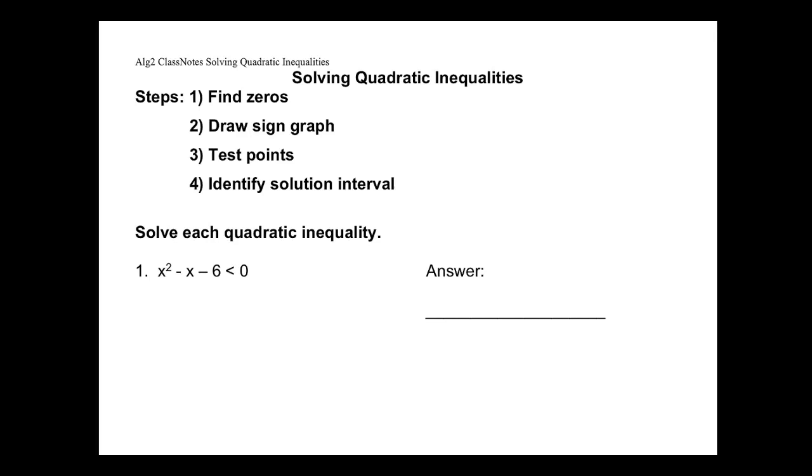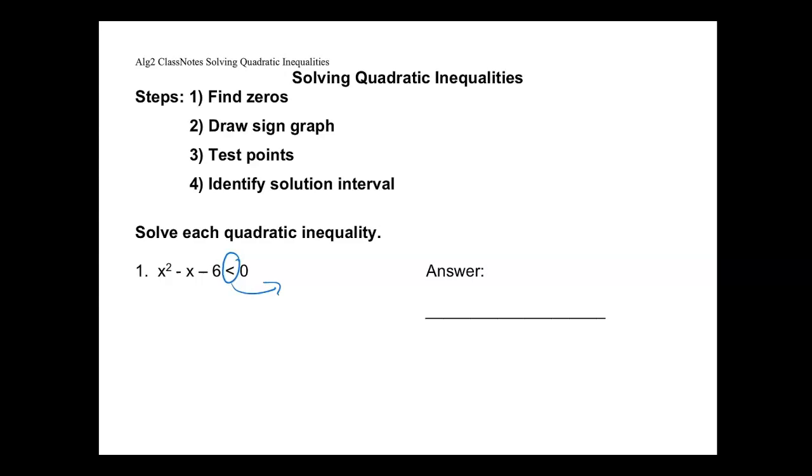So for the very first question, this one is asking us to solve when x squared minus x minus 6 is less than 0. The first thing we need to look at is, is this inequality equal to 0? Technically it is. Now that it's quote unquote equal to 0, we're going to look at where the solution set is going to need to be. That's going to come from this inequality. This inequality is less than.